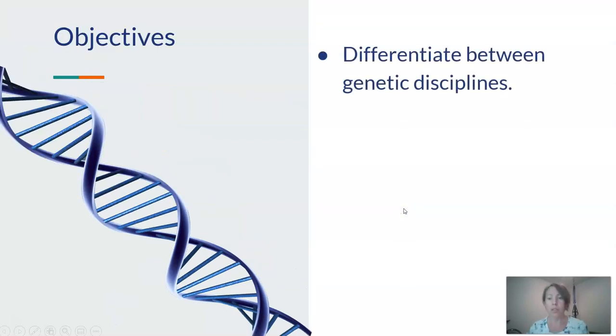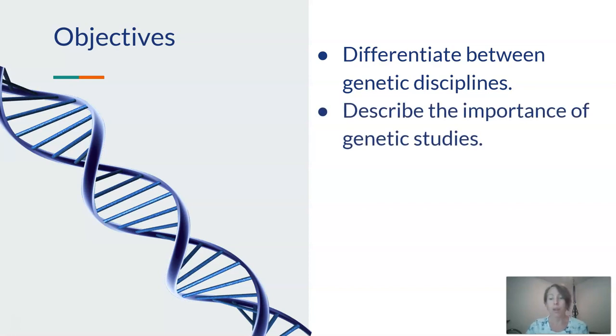Okay, so the objectives for this chapter. At the beginning of each chapter, I'm going to give you some objectives, and you can use these to help study. By looking at these objectives, you can determine what you'll need to know for a test. If I tell you to be able to differentiate between genetic disciplines, that means that if I give you an example of a study, for instance, that's been done, you have to say, okay, that actually falls under molecular genetics, or that's population genetics. You have to be able to differentiate between those two.